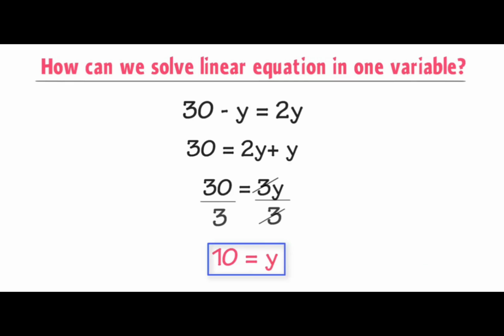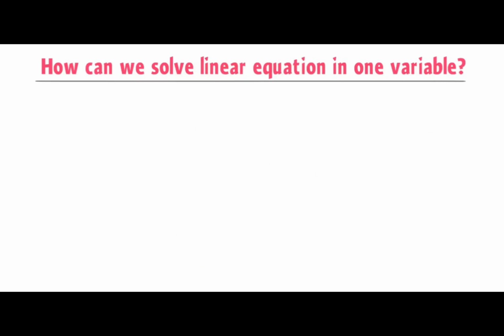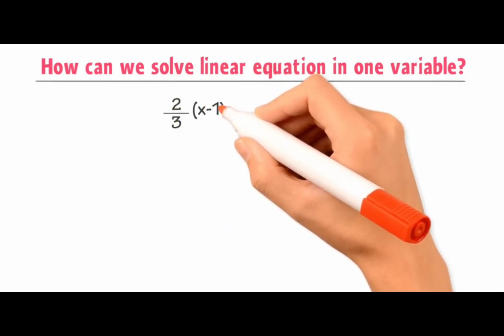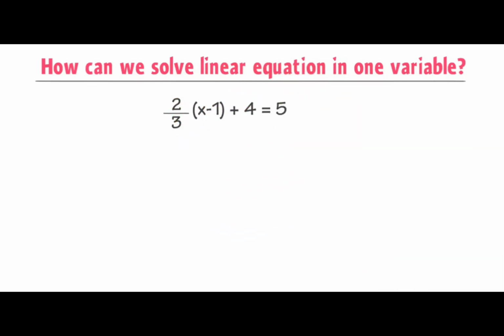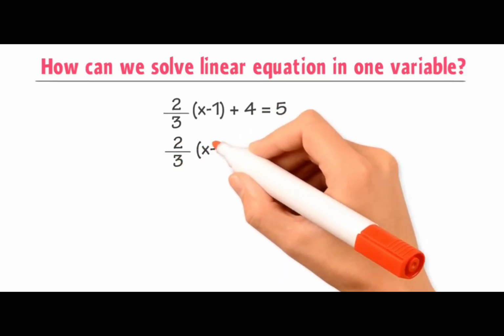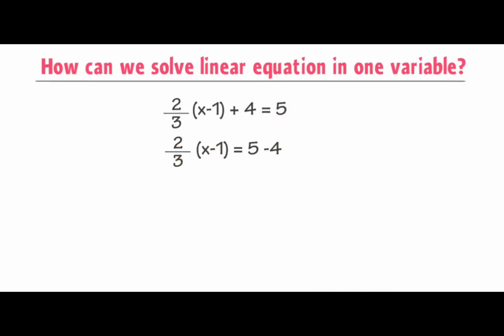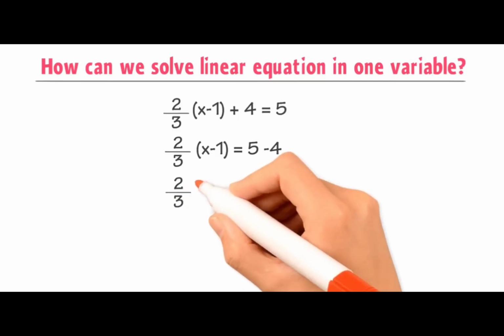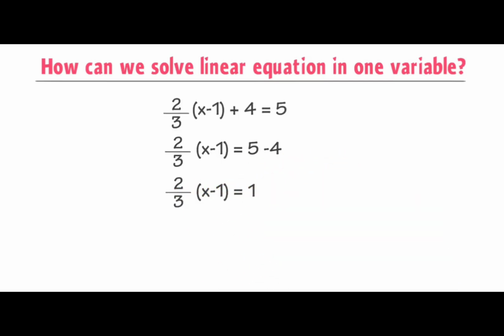Now, let me teach you one more advanced or multiple step linear equation in one variable: 2 upon 3 into x minus 1 plus 4 is equal to 5. In this type of linear equation, first of all shift the constants to one side and the variables to another side. Thus, we are going to shift plus 4 from the left hand side to the right hand side. So, 2 upon 3 into x minus 1 is equal to 5 minus 4, or 2 upon 3 into x minus 1 is equal to 1.